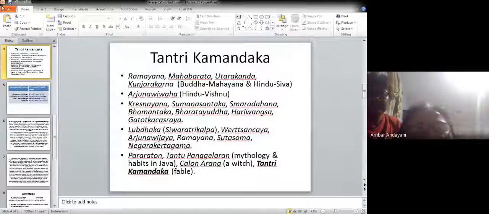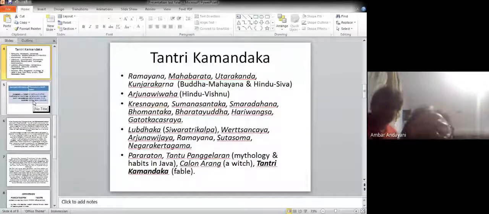Tantrika Mandaka was found by Hoykaas in 1923. There are actually 12 variants of Tantrika Mandaka: six in Tantri Bali, in the Balinese language, one in the Maduranese language, and others in Kadiri, in Middle Javanese and Old Javanese.